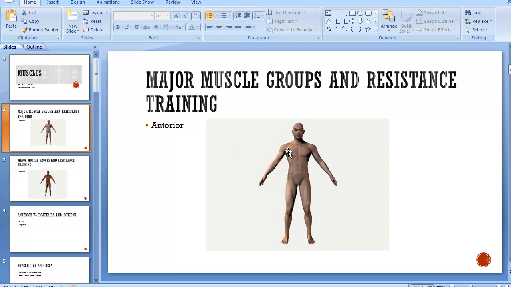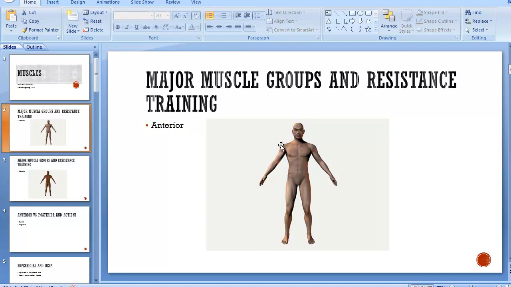So this is the anterior view of a person. This first one I'm pointing at is the deltoid. Deltoid is broken into three major parts. This is the anterior portion of the deltoid. So anytime you do bench press or push-ups, you're training the anterior portion of the deltoid.